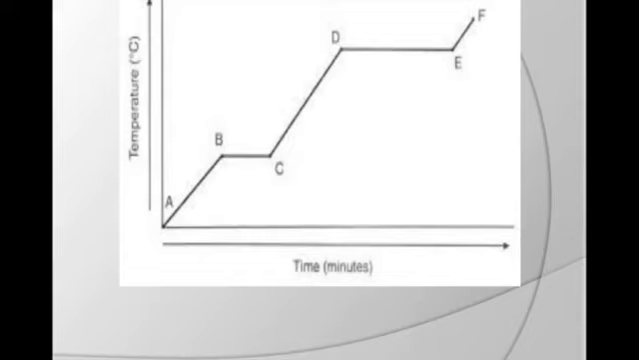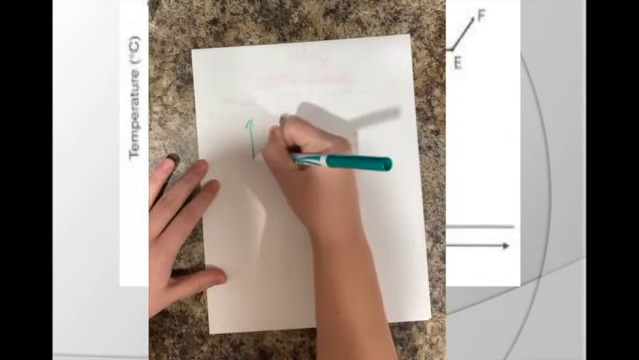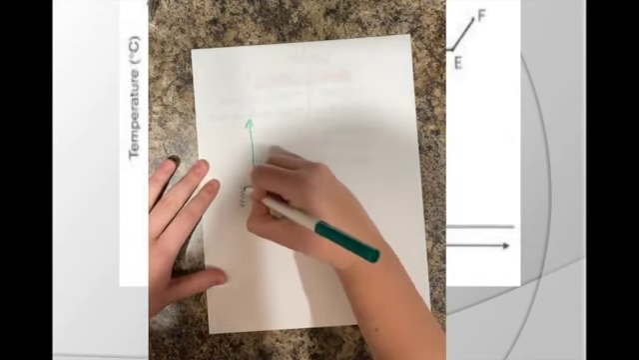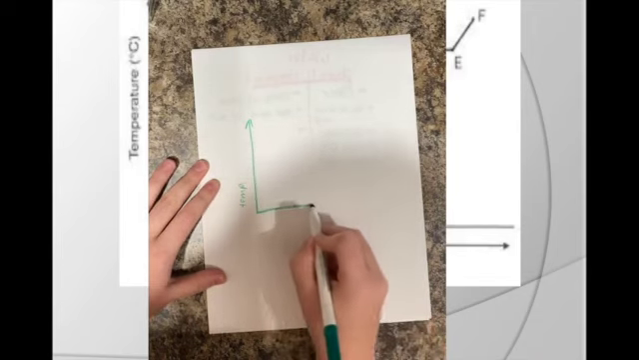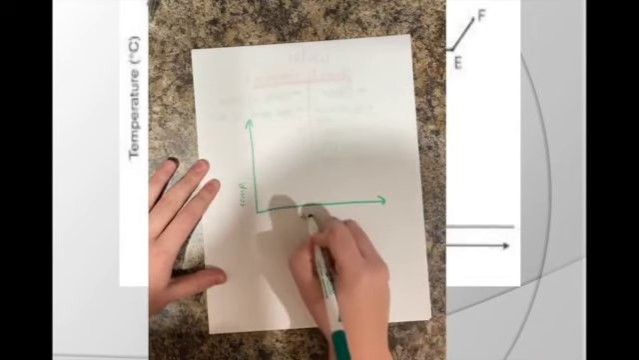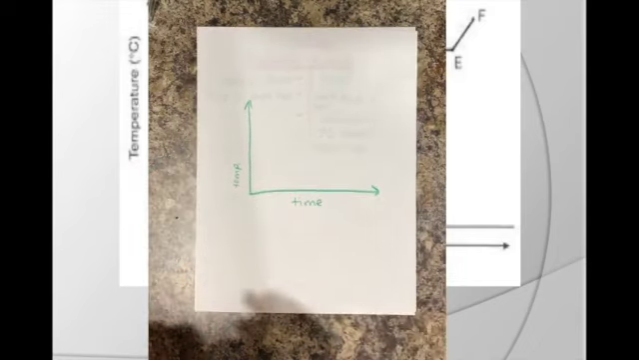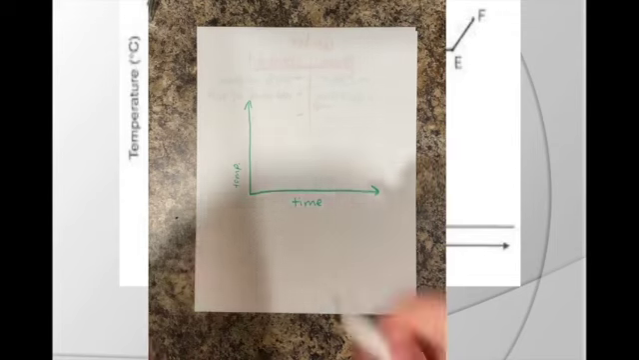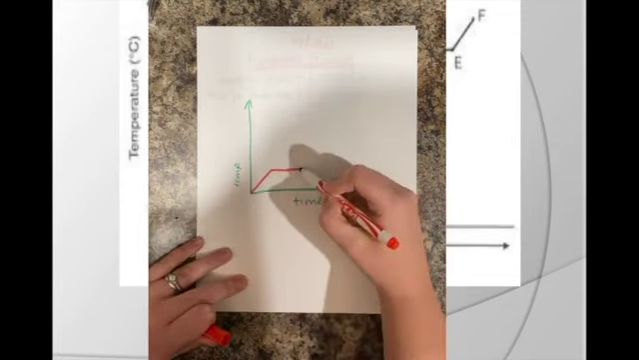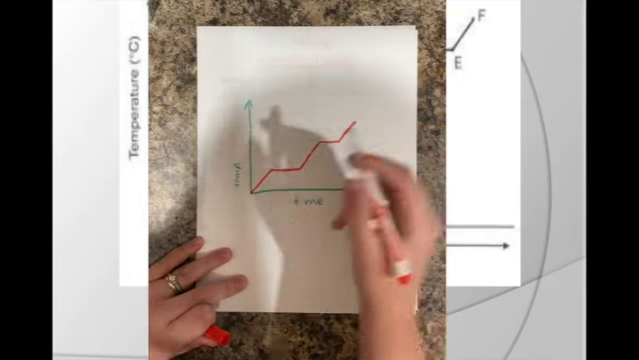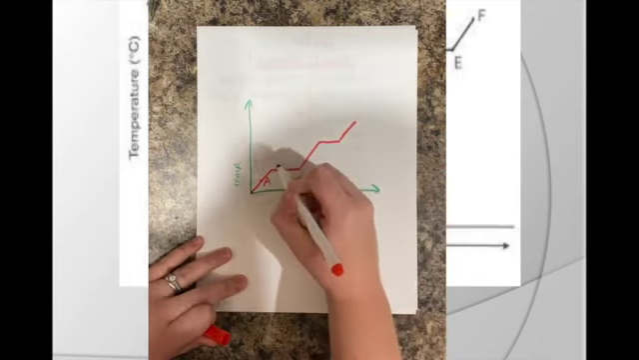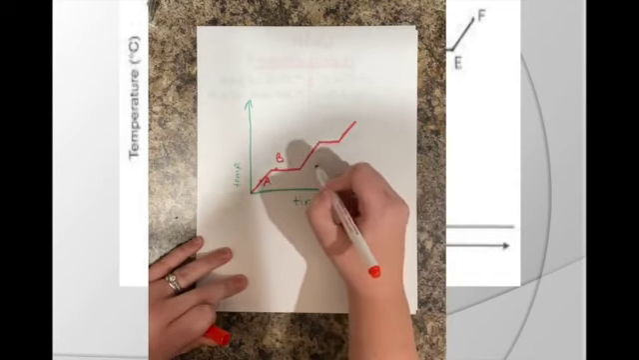So here you have this chart. I'm going to draw this on the piece of paper. On the side, you have temperature as it goes up, and on the bottom, you have time. So it goes up, flattens, up, flattens, up. We have a mark here for A, B, C, D, E, F.